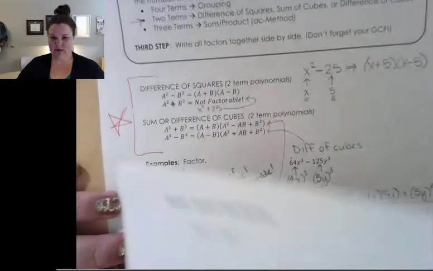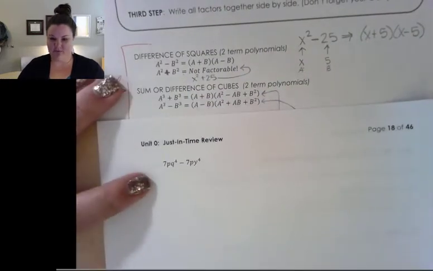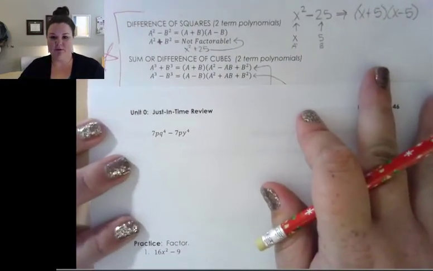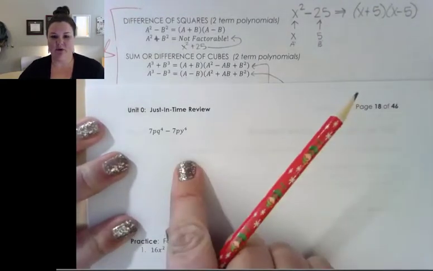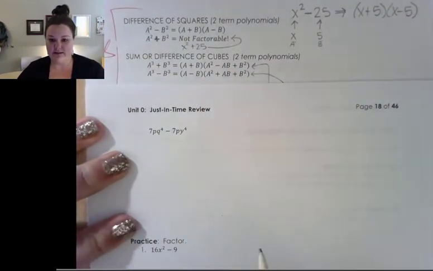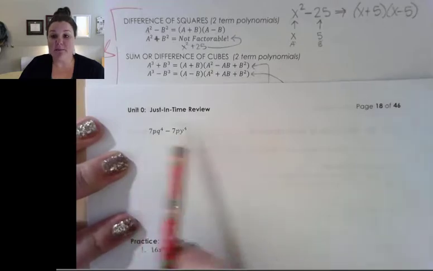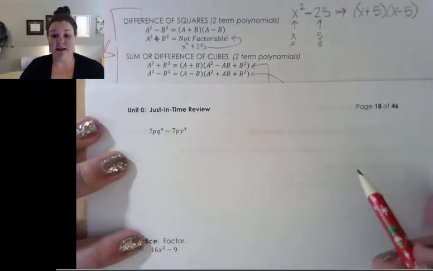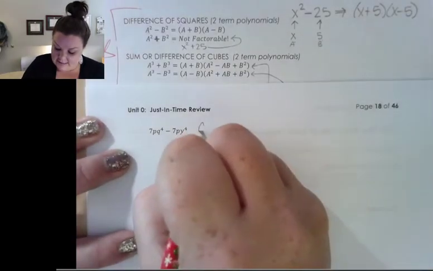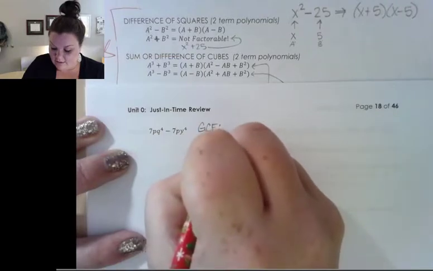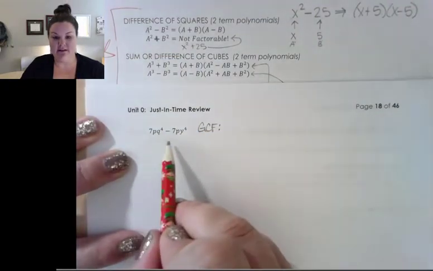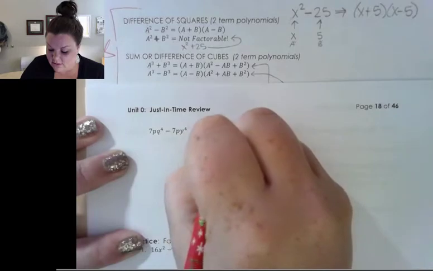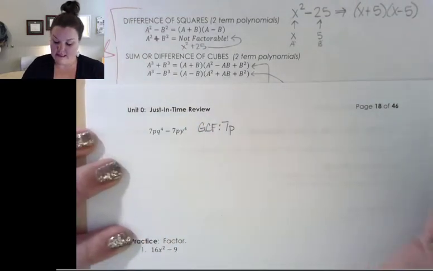Okay. And I'm going to put this page here so I still have my formulas. You have them on your paper, but I'm going to put it like this so that I can see the problem I'm doing and the formulas. Okay. All right. So first step, always, always, always, is look for a greatest common factor. And in this case, I have one, right? My greatest common factor, they both have a 7 and they both have a p. So I'm going to take out the 7p.